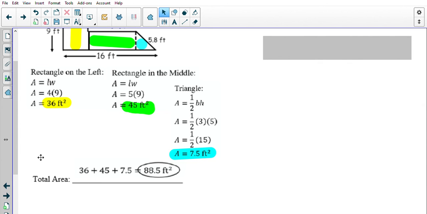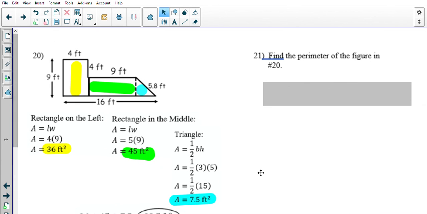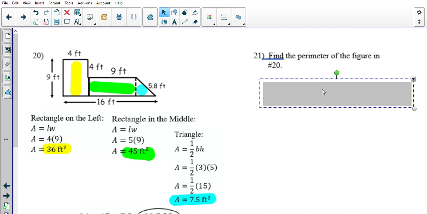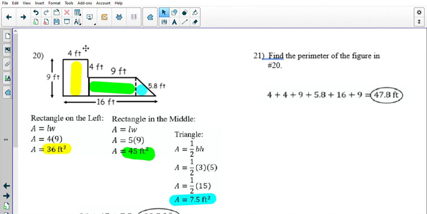Now, when we go to look at number 21, it says find the perimeter of the figure in number 20. The perimeter is the total distance around, so all we need to do is add all of the outside measurements. You don't need to use 2L plus 2W for the rectangles because I'm not including this segment, for example. I just want to find the total distance around the outside. So what I want to do is add together 4 plus 4 plus 9 plus 5.8 plus 16 plus 9. That's going to get us a total perimeter of 47.8 feet.